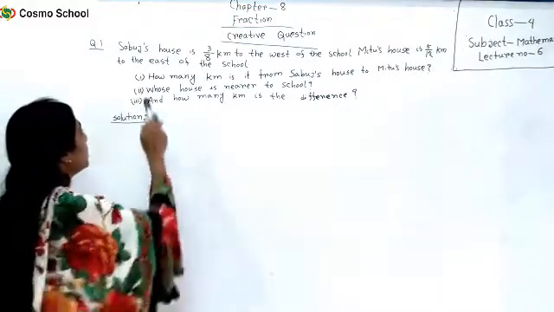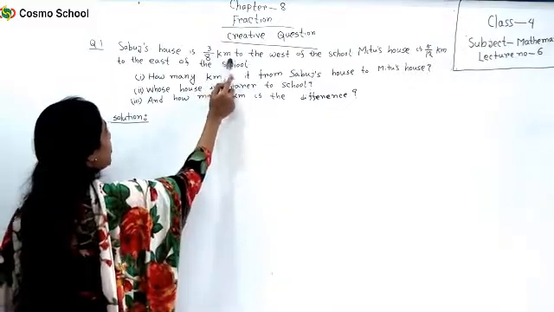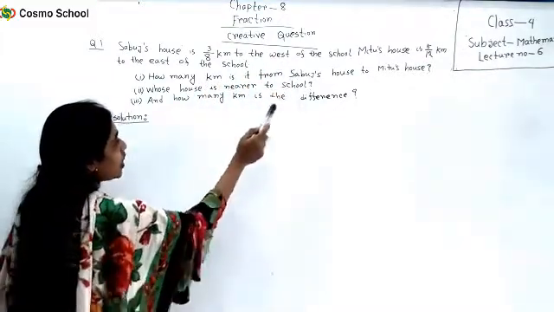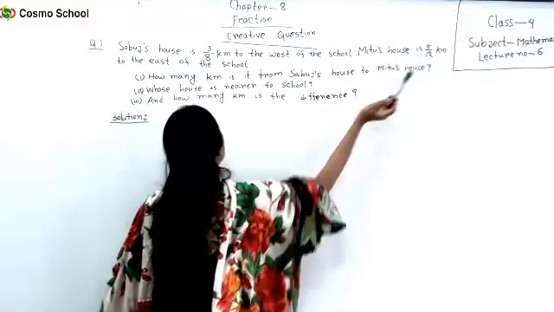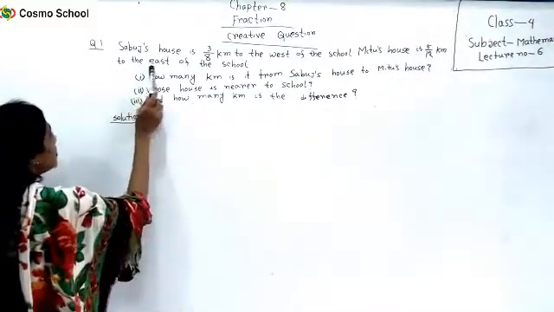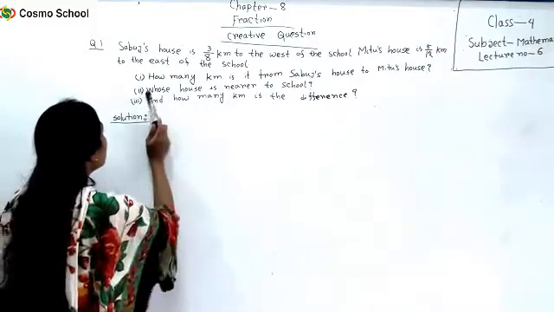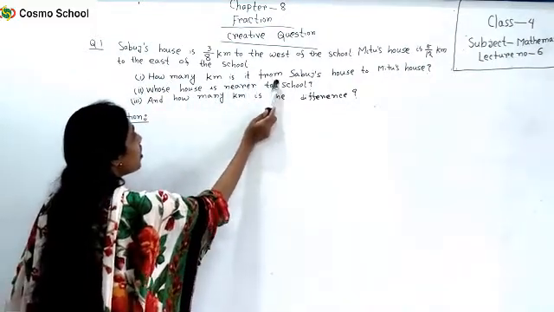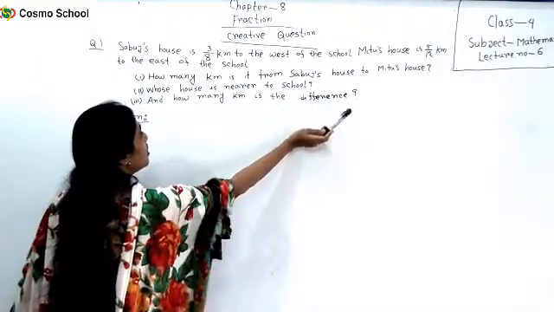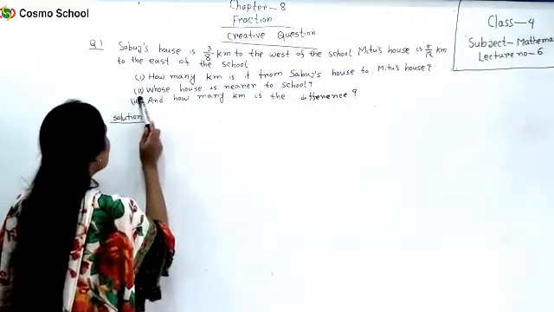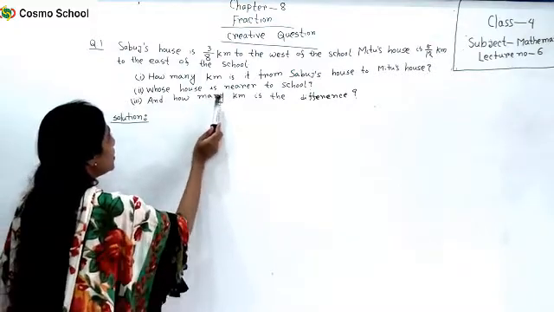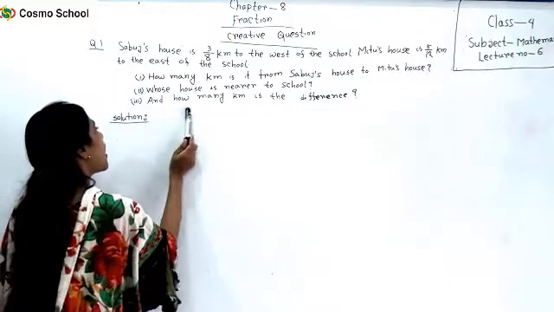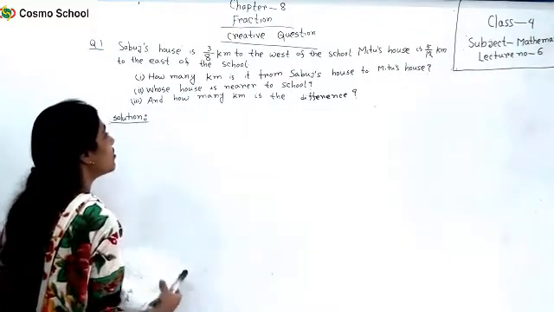Shobu's house is 3 divided by 8 kilometer to the west of the school. Mitu's house is 5 divided by 12 kilometer to the east of the school. Question number 1. How many kilometer is it from Shobu's house to Mitu's house? Question number 2. Whose house is nearer to school? Question number 3. And how many kilometer is the difference?